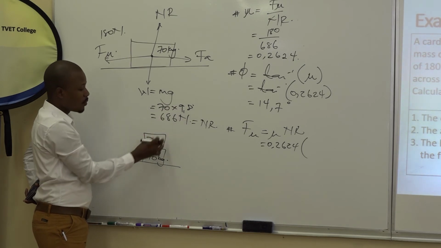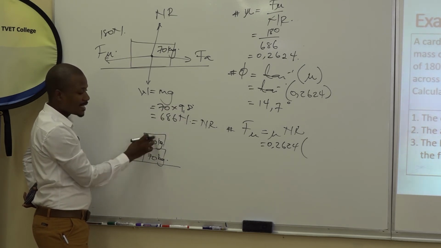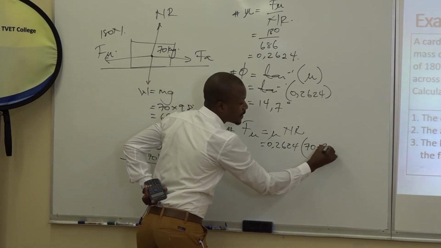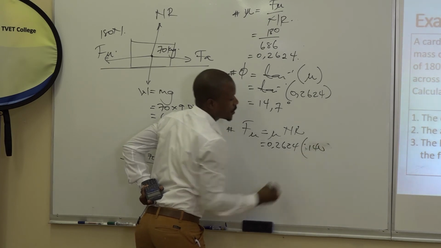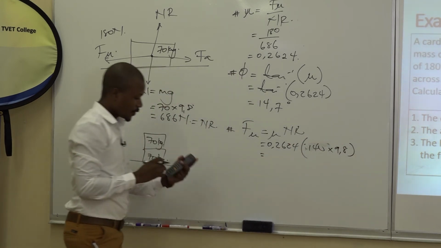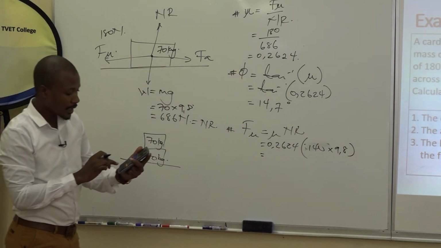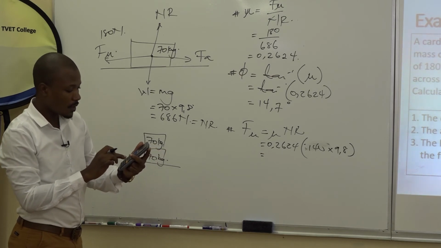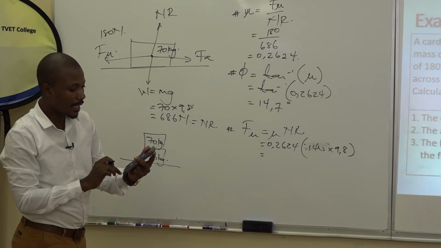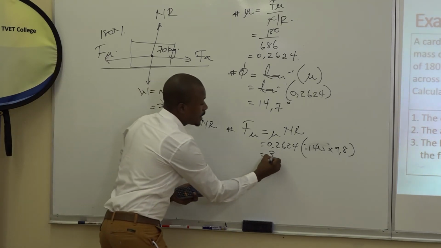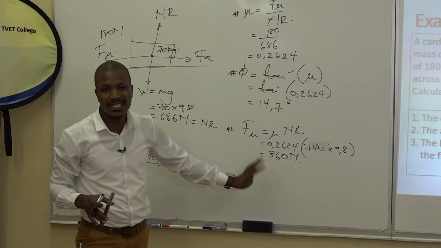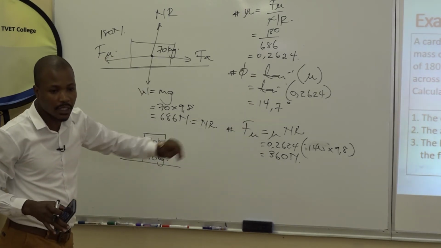But in this case, we have two boxes. It means we're going to have to add these two masses and have one mass. It means we're going to have 70 plus 70. This should give us 140. 140 multiplied by 9.8. You punch that in your calculator: 0.2624 into 140 times 9.8. This should give you 360 Newton. Now this is the horizontal force which is required to drag these two objects.